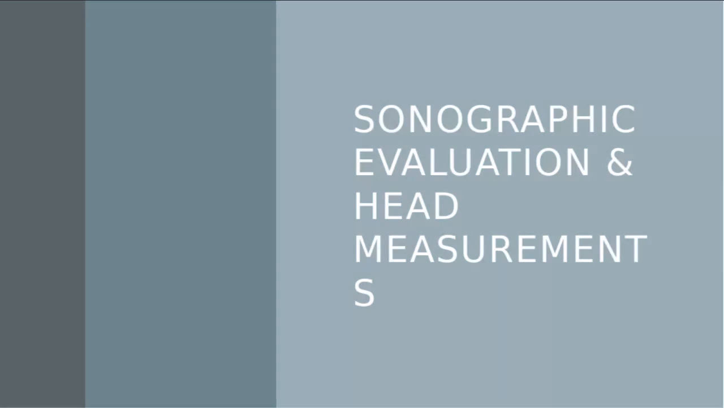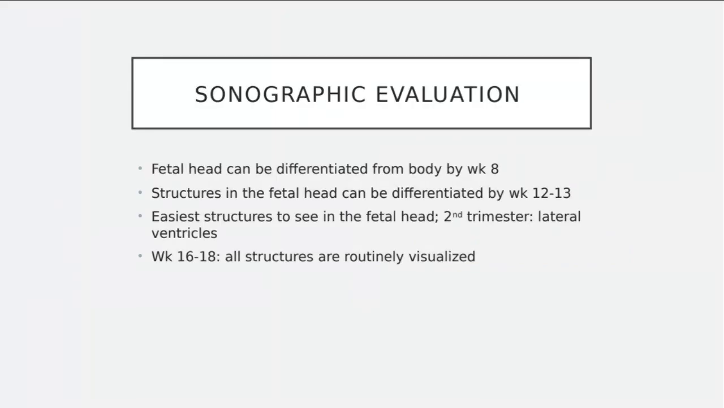Okay, so moving into our evaluation, and mainly how do we take our measurements of the baby's head? What should we be measuring? So we can identify the baby's head differentiated from the body by about week 8. So really early on, we're going to be able to see that kind of bulbous tadpole skull. Structures in the head, we're not going to be able to identify them until closer to 13 weeks. And even then, I think that's a little bit too early. We're usually going to be able to give an accurate diagnosis and evaluation of the head structures closer to 18 weeks. So around 16 to 18 weeks, we're going to be able to see pretty much all of those structures.